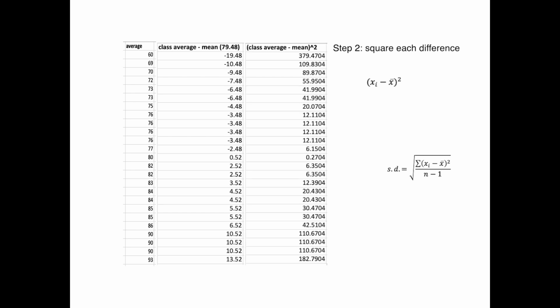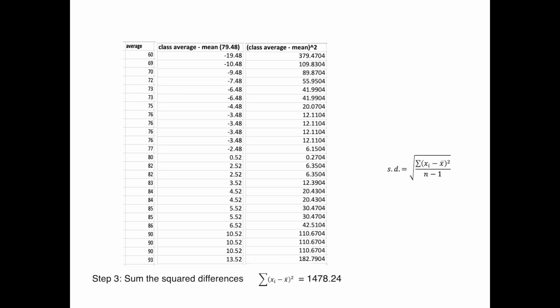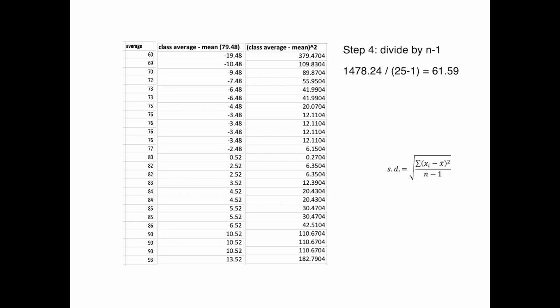So once we have our differences from the mean, we can square each difference. After we square our differences, we can then sum the squared differences just like we would in a regular mean calculation. Adding together our squared differences, we get a sum of 1,478.24. Just like we would do with the mean, where we take our sum and divide by n, we're going to divide this by n minus 1. 25 minus 1 is 24.